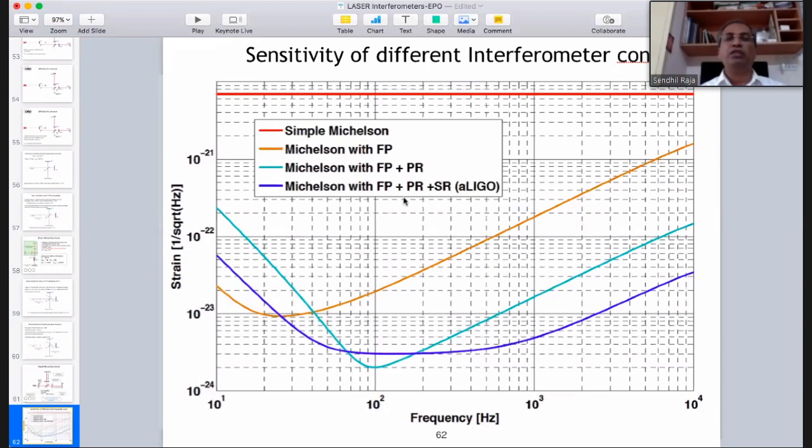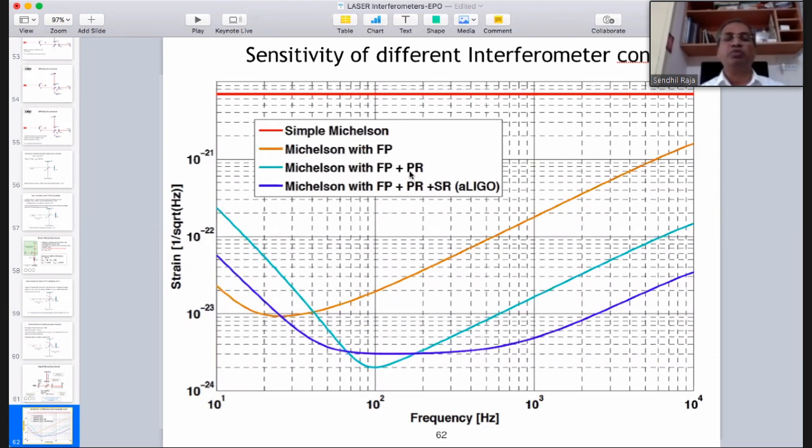So this is a typical simulation for a simple Michelson. The simple Michelson is somewhere here, a flat measurement. At 200 watts of power, it achieves a strain sensitivity of 10 to the power minus 20 or less. And with the Fabry-Perot enhancements, it improves.